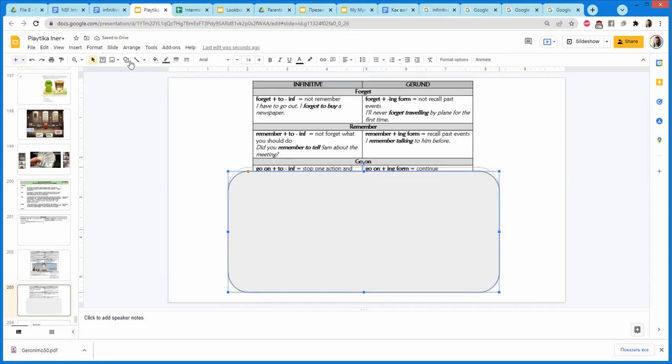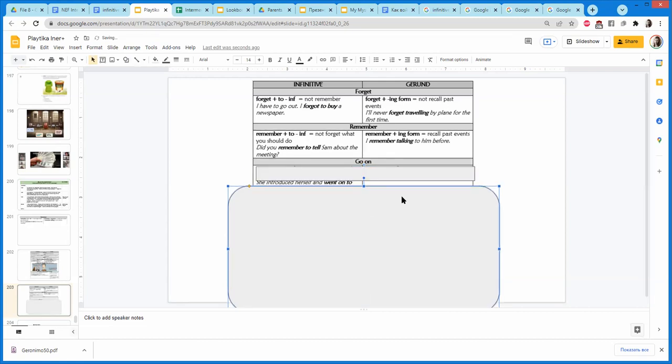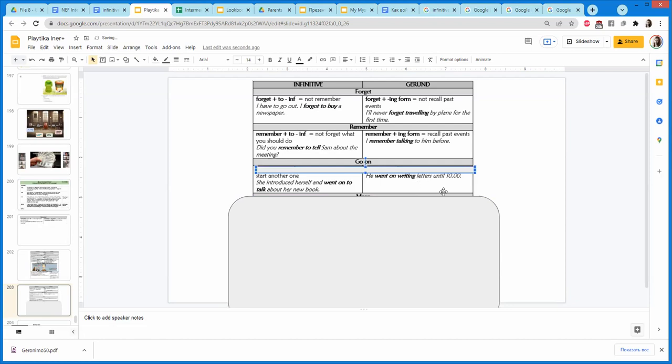Yeah, I still want to keep it a little bit of a secret from you, to give you the rule before I give you the first example. Okay. She introduced herself and went on to talk about her new book. And another example. He went on writing letters until 10 a.m. First, the infinitive. She introduced herself and went on to talk about her new book.